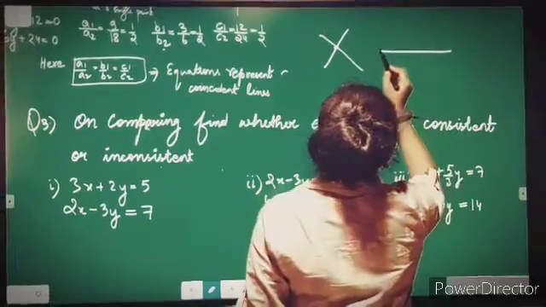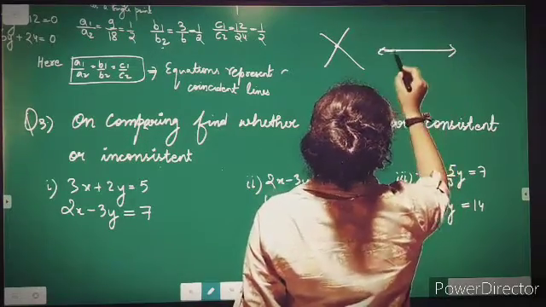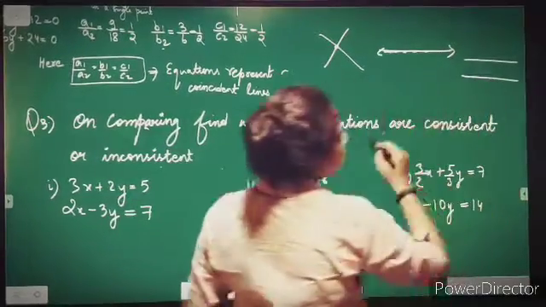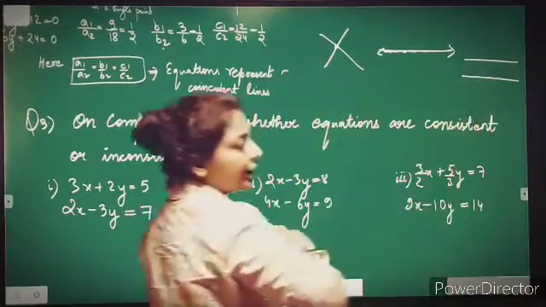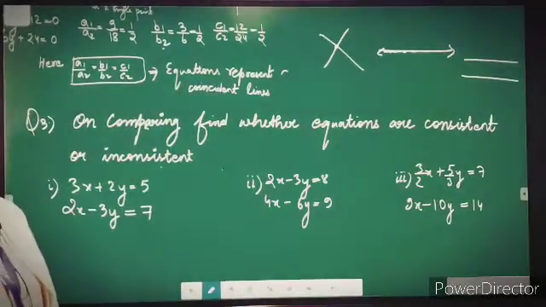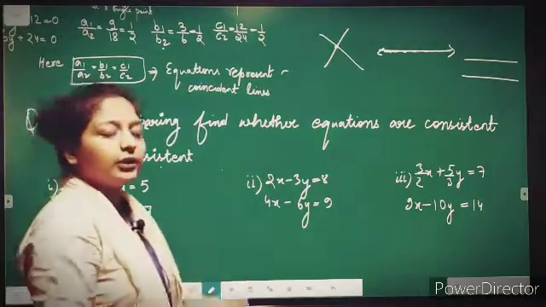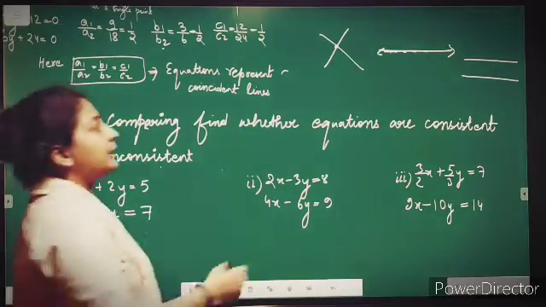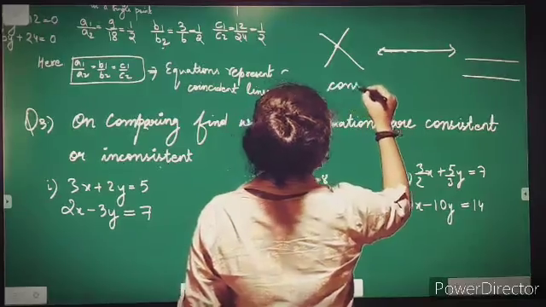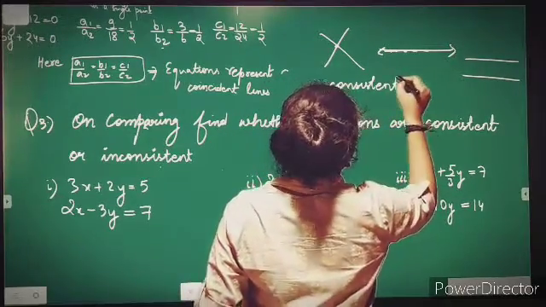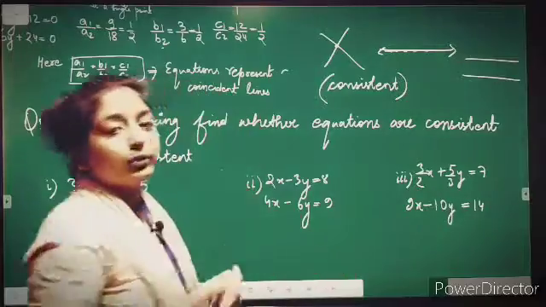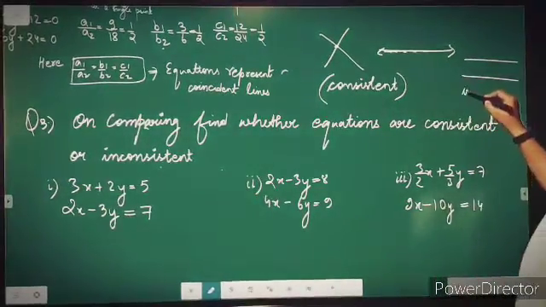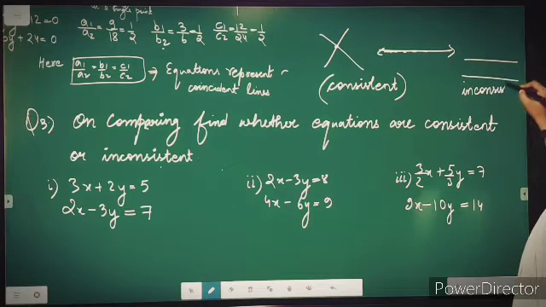In the case of coincident lines we get infinite solutions, and in the case of parallel lines, since the lines do not meet anywhere, we have no solution. So whenever the solution of the equation exists, we call that case consistent, whereas the case where the equations are not solvable, that means no solution exists, is known as inconsistent.